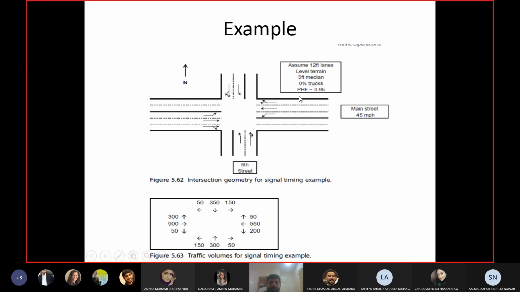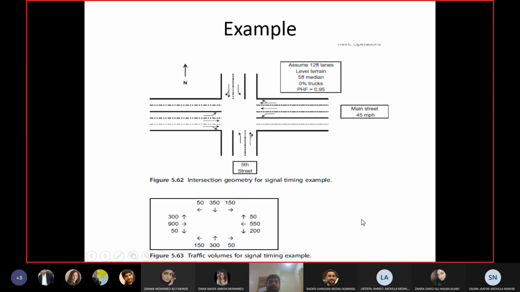0% trucks. That means these values are already in passenger cars per hour. Otherwise, you have to go back and calculate the heavy vehicle adjustment factor and convert them into passenger cars per hour. Okay, because the saturation flow rates are given in passenger cars per hour. Peak hour factor is given. Okay, what else? And these are the volumes from each side for each movement. Okay, so the volumes are given.